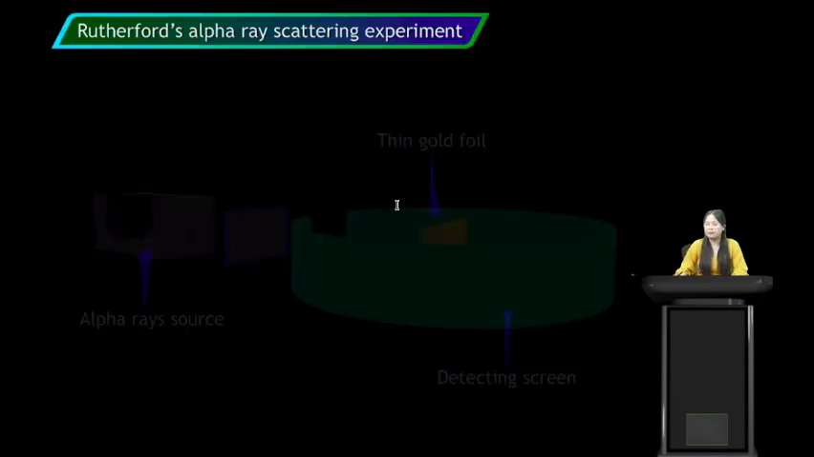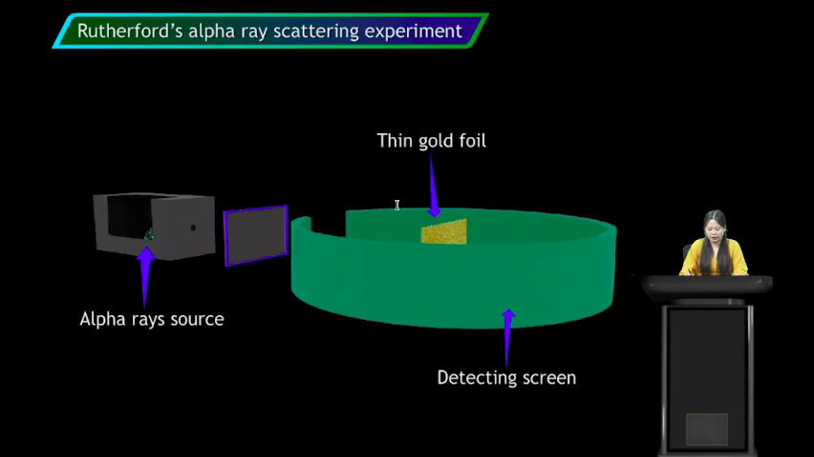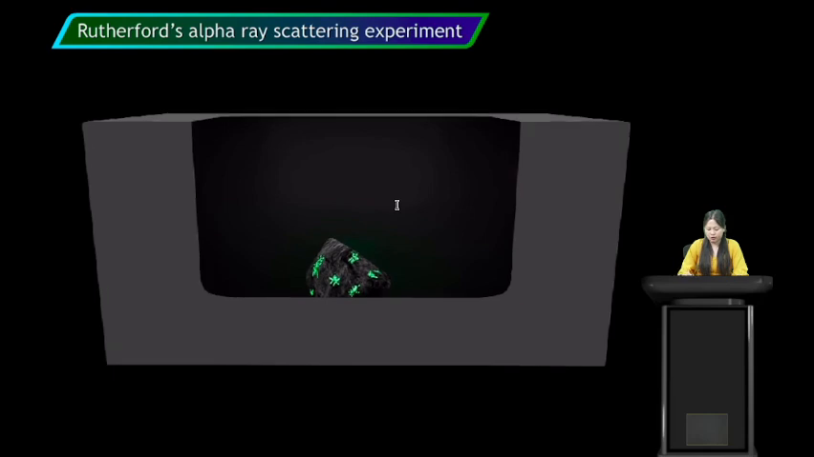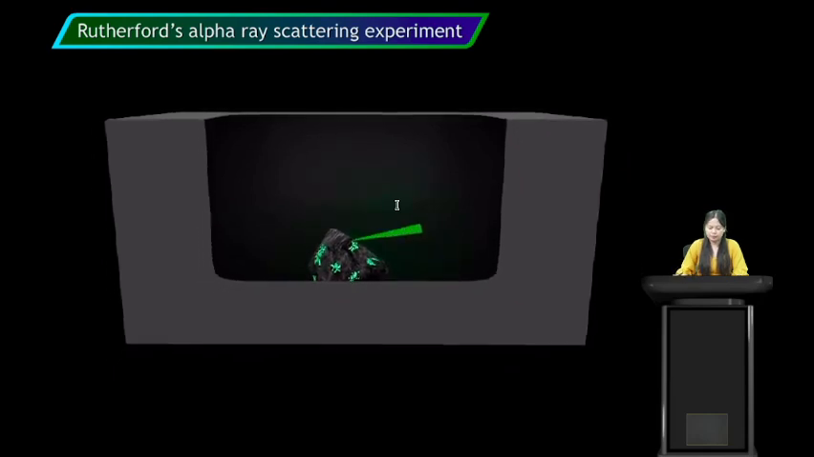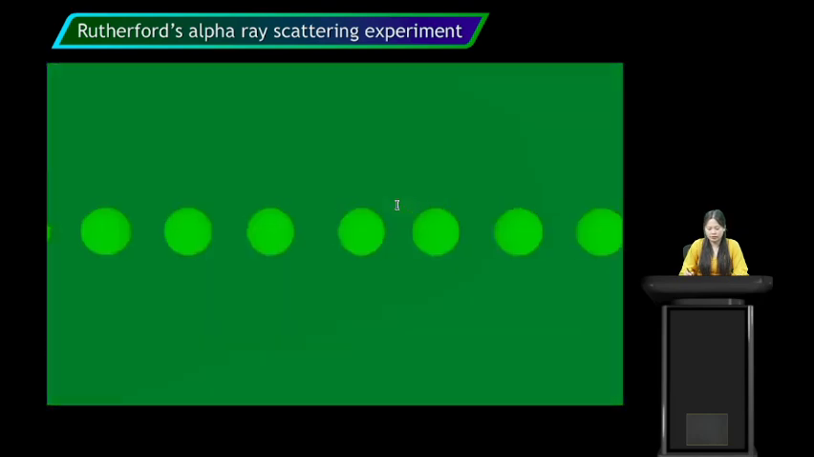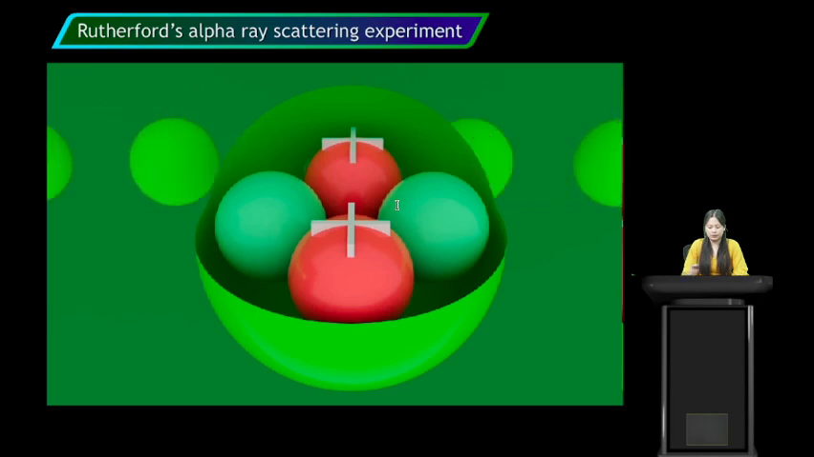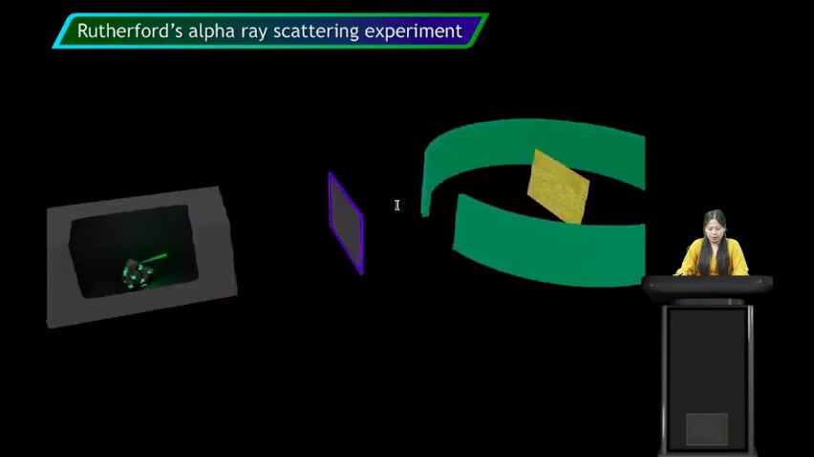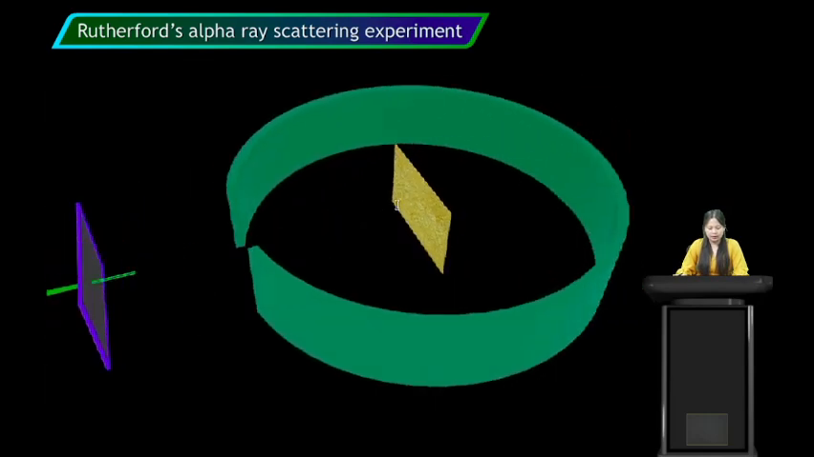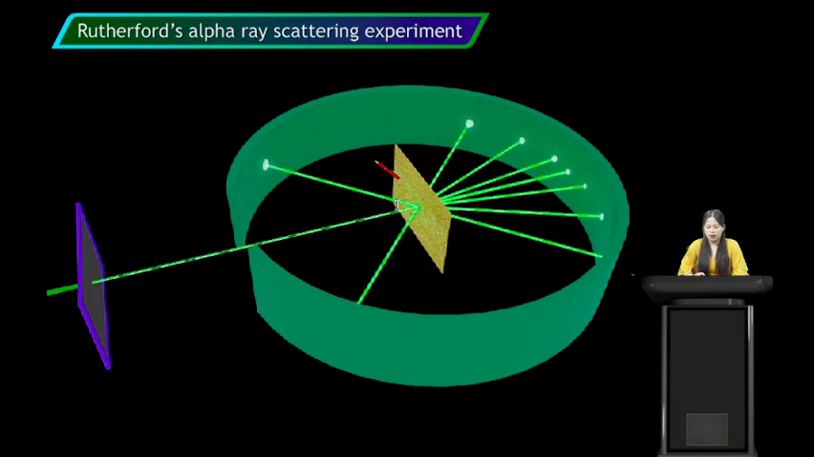Let us see. In his experiment we have the alpha ray source. These are positively charged particles, and they are doubly charged helium atoms. When these alpha particles were made to fall on this thin gold foil, let us see what we observe. Here we see that some alpha rays travel in a straight line, and some are deflected.